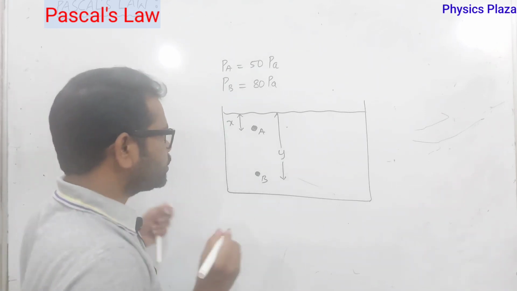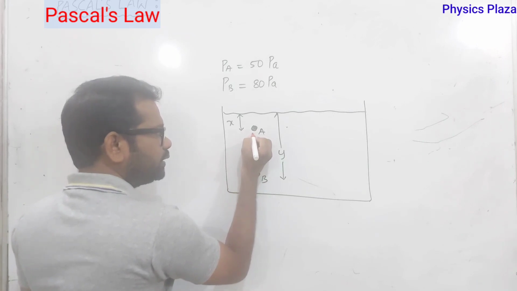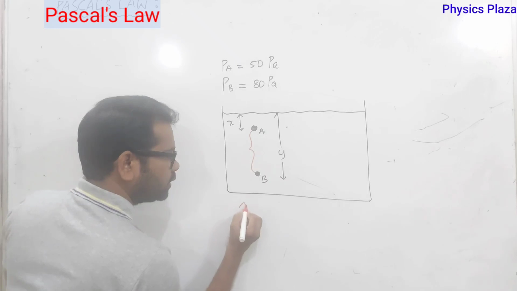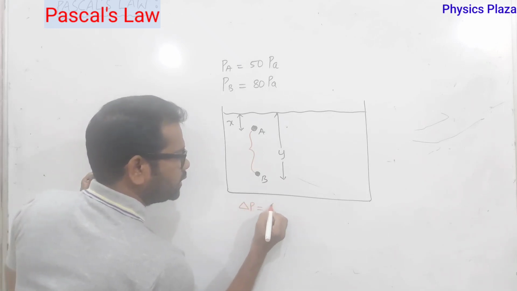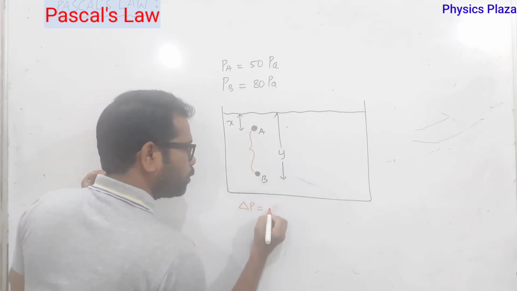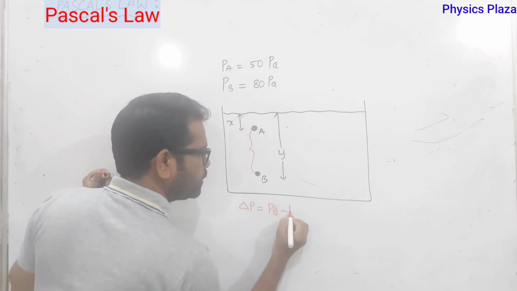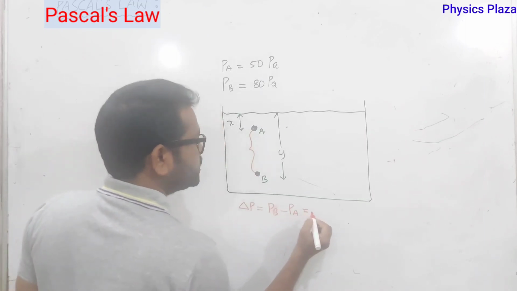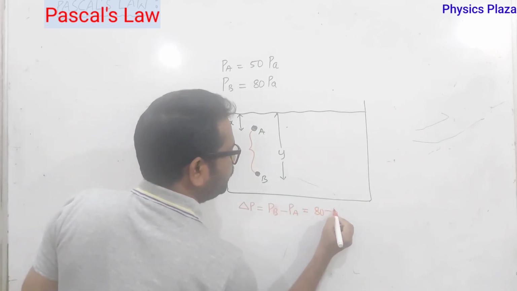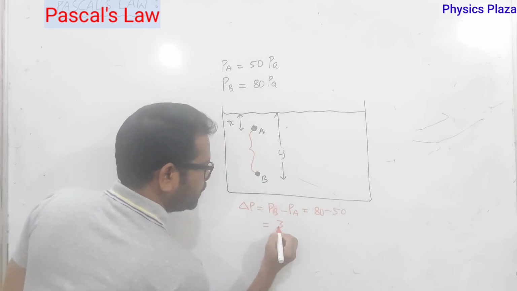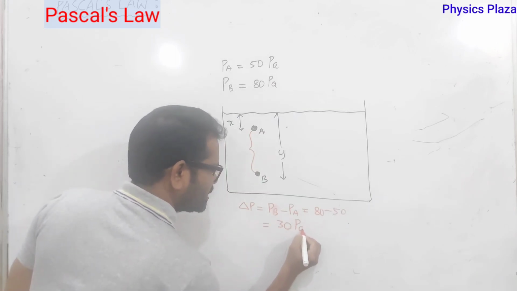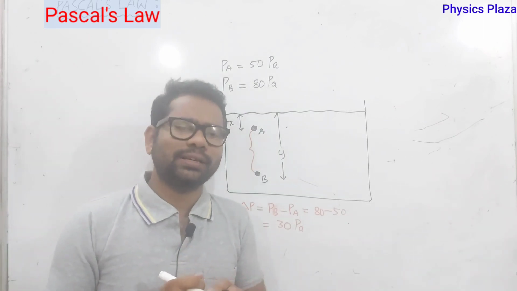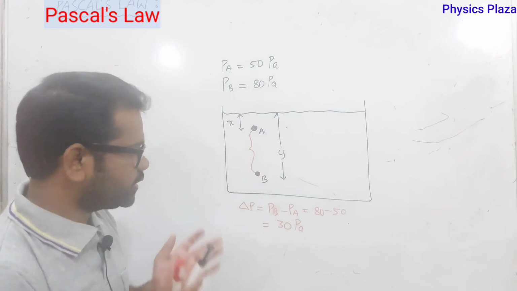Now I want the pressure difference, that is delta P, which is the pressure at point B minus the pressure at point A. So this will be how much, children? Obviously 80 minus 50, this is 30 Pascal. Am I right? It's very easy to understand the pressure difference.